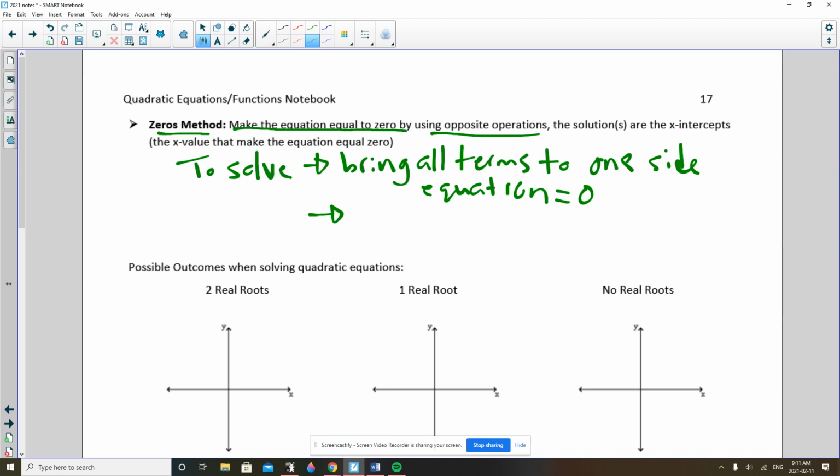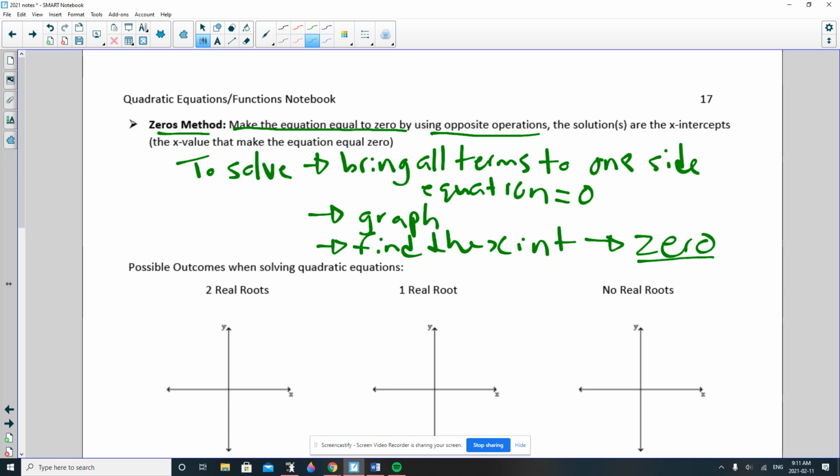Next thing you want to do is graph it. We're still trying to solve with our graphing calculator. So I'm just going to graph the function. And the third thing I need to do is find the x-intercepts. If I'm solving for my x-intercepts on my graphing calculator, it's actually called a 0. Hence why this is called a zero method, because we are finding the x-intercepts, which are also called zeros.